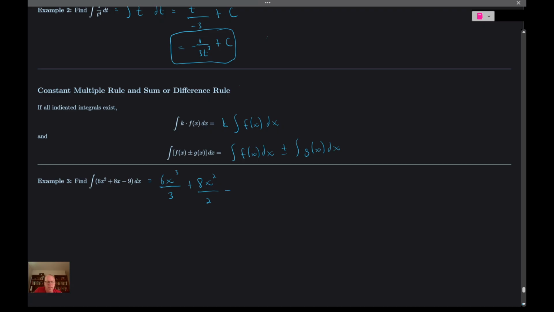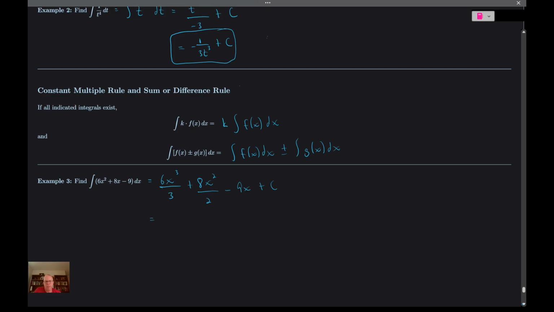Now, what's the antiderivative of a constant? The antiderivative of a constant would be a linear function, so negative 9x, because if you take the derivative of negative 9x, you get negative 9. So kind of the good thing about all these antiderivatives or integrals, when you get your answer, you can take the derivative of this and see if you get back to the original function. So it's very easy to check your answers.